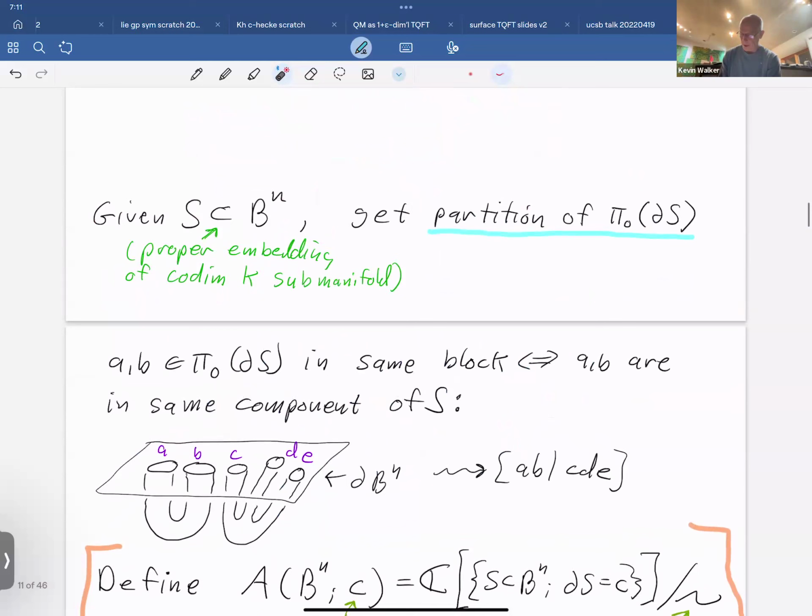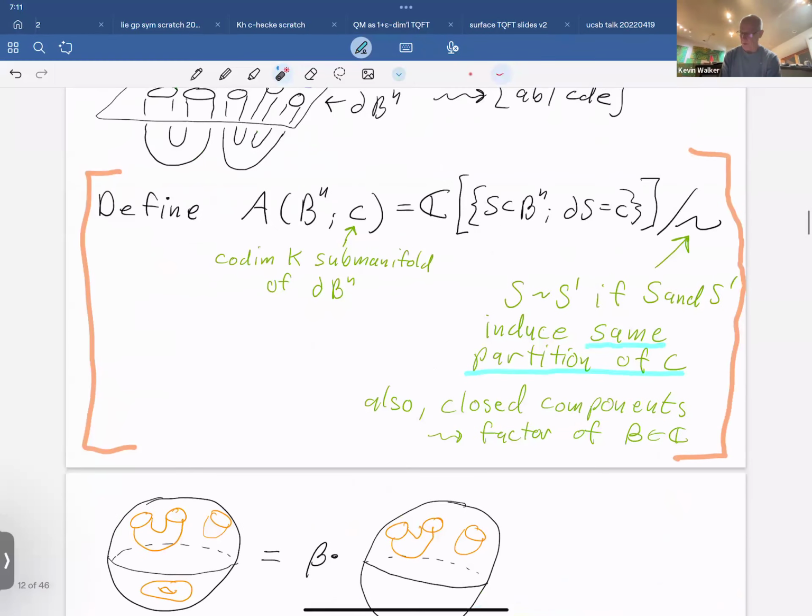So to look at the relation again, we've got some codimension k submanifold, and then we say that two path components of the boundary are in the same block of a partition if and only if they are connected in Y. So this surface, where it looks like this, would give rise to the partition where A and B is one block and C, D, E is the other block. And so now we can define a vector space, which is surfaces modulo these relations.